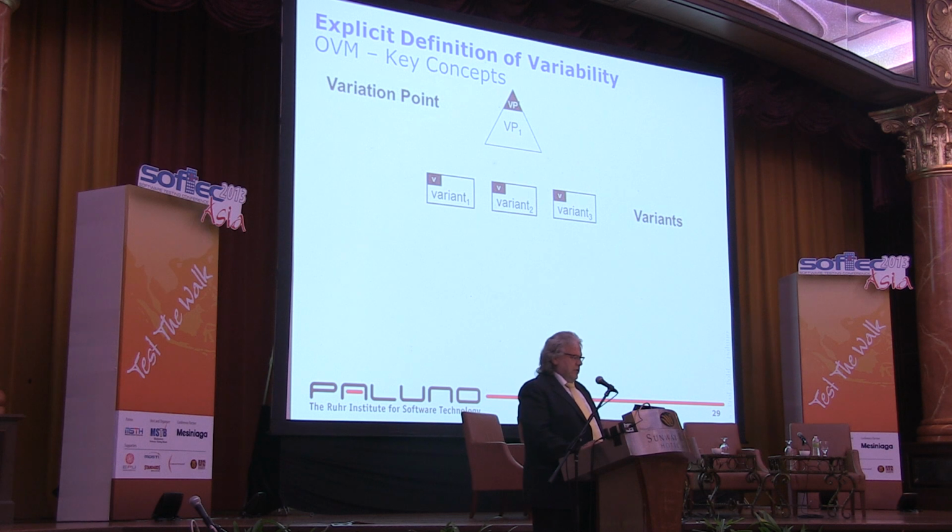And how does this work? It is as simple as an entity relationship diagram, much simpler than a UML class model. So two concepts, variation point and variance. This is the notation for a variation point. It's a triangle. For the variance, it's a rectangle. Then you have what we call variability dependency, which allocates variance to variation points. So in this case, variants 1, 2, and 3 are allocated to variation point 1.